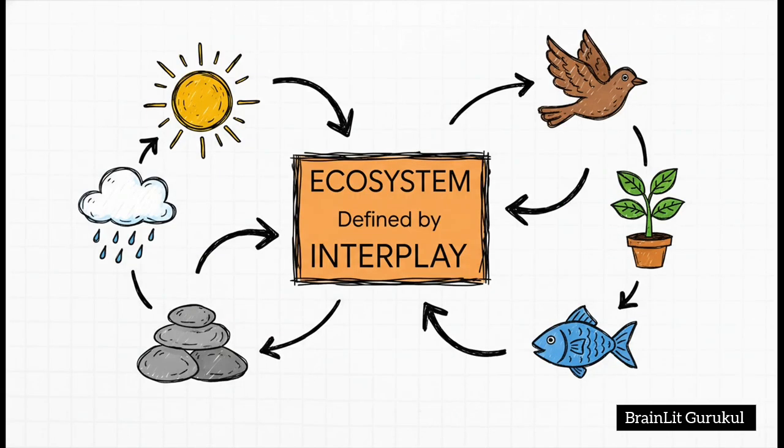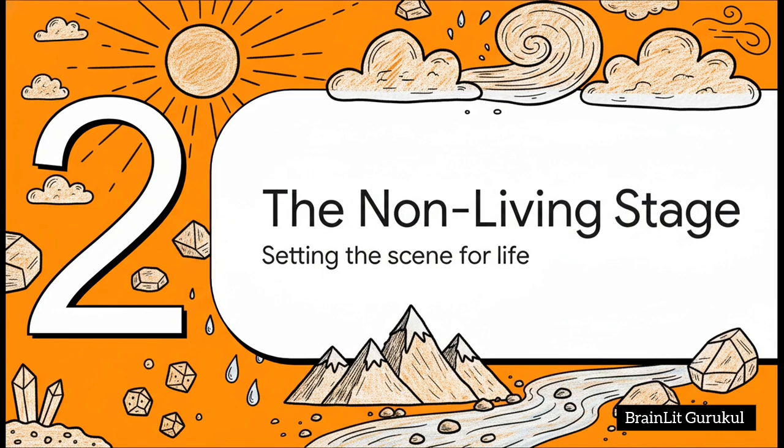And here's the kicker. The most important thing to get is this. An ecosystem isn't just a bucket of animals and plants. It's not just a location. It's all about the interplay. It's this constant, dynamic web of connections, this active relationship between the living things and their non-living environment. It's all about interaction.